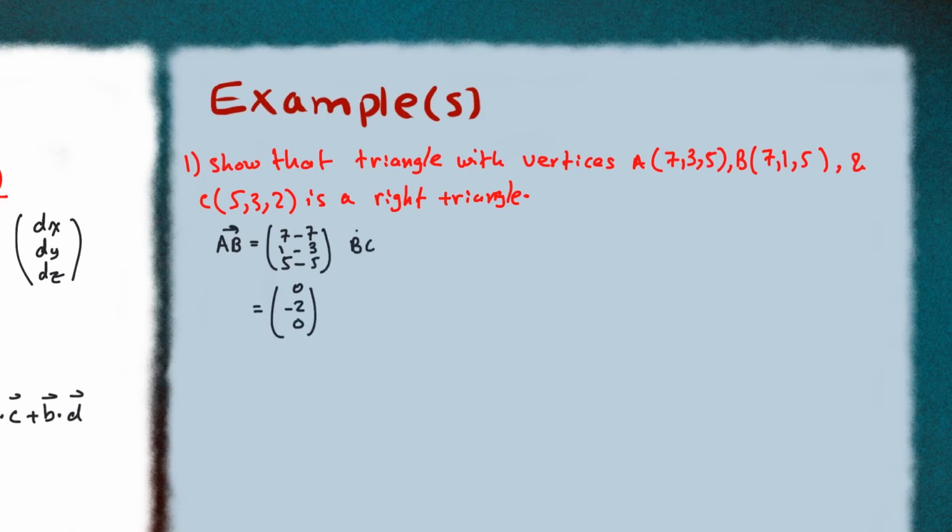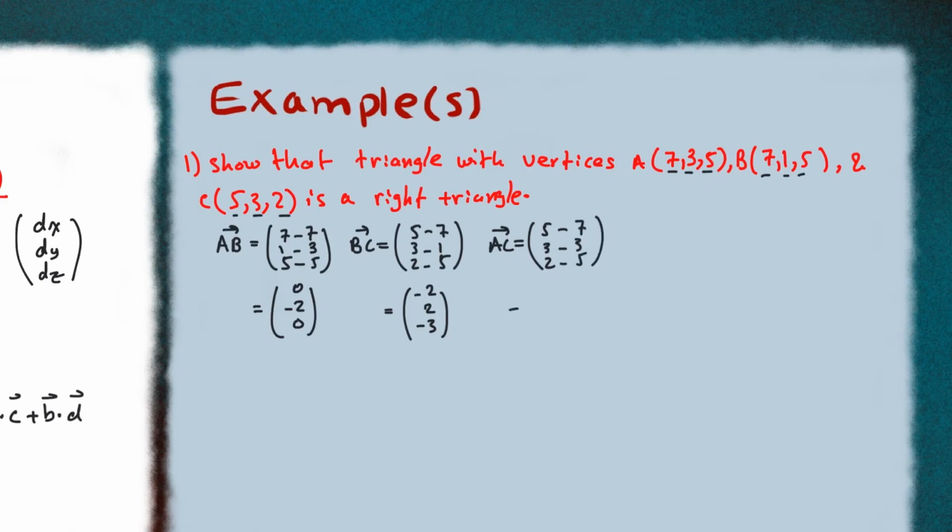Vector AB, we're going to take all the x, y, and z components of B and subtract them by the components of A. And we're going to do the same thing to find all vectors AB, BC, and AC for our triangle. Let's draw out the triangle with vertices A, B, and C.